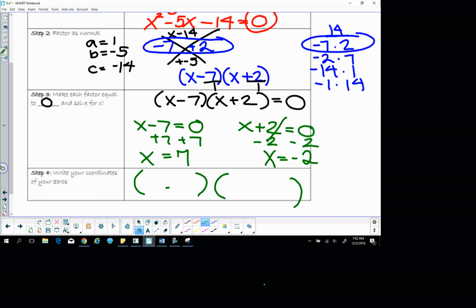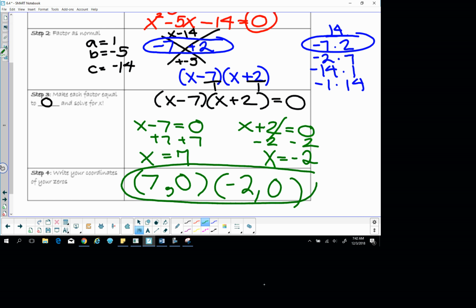So Charlie told me this is the x-coordinate of my intercept, and what's the y-coordinate? 0. So these are your two x-intercepts, and -2, comma 0. Make sure they're two different points. That's where they cross the x-axis. That's the whole point of that, to find your x-intercepts. Any questions on this?